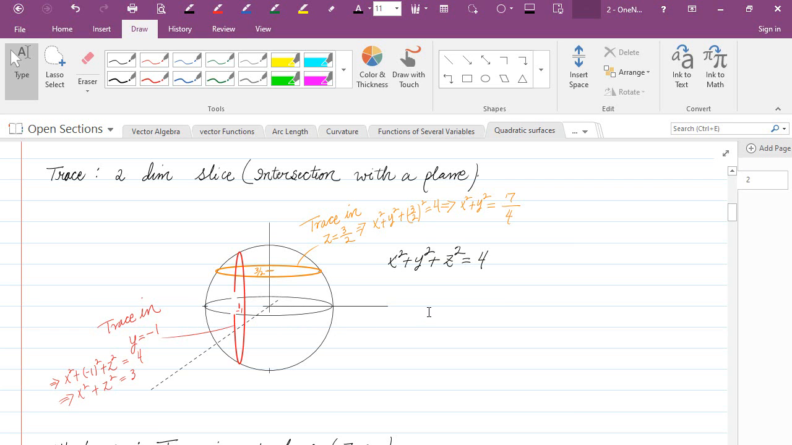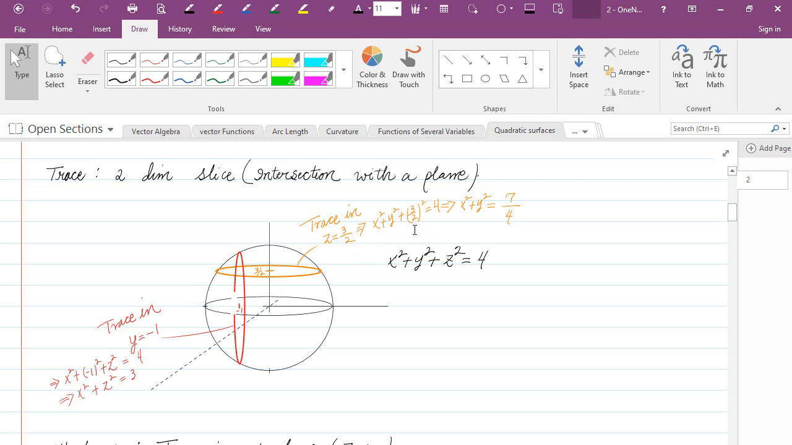Now, what is the trace of the sphere, let's say, in the plane z is equal to 3/2? Remember, z is equal to 3/2 is a horizontal plane. It is parallel to the xy plane, and it passes through the point 0, 0, 3/2. So what's the trace of the sphere on this plane? How do I find the intersection of this plane with the sphere? We just plug in 3/2 for z in the equation of the sphere.